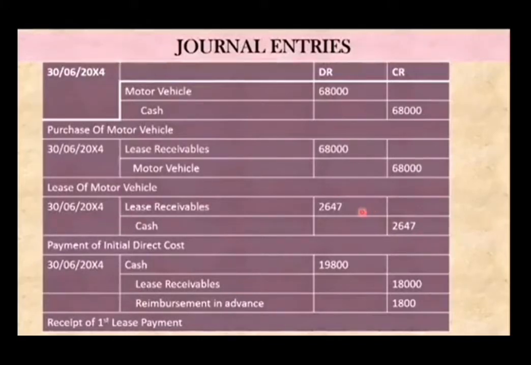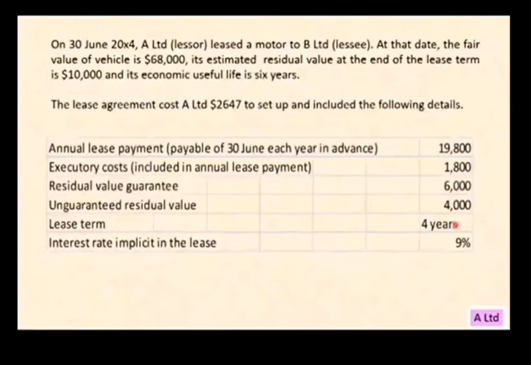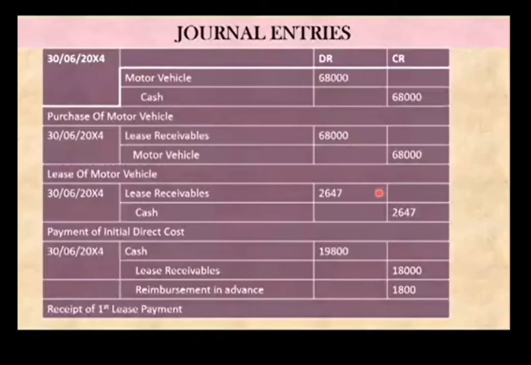This one on lease receivables says payment of initial direct cost. Where does this lead us? In the question itself, here, it is $2,647. This is the amount that is used as initial direct cost. That is why we have this amount. That's why we debit lease receivables and credit cash here, with a note, payment of initial direct cost.